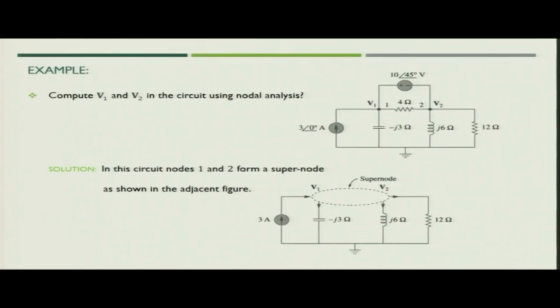Now, let us take another example where we are asked to find out the values of V 1 and V 2 in the circuit. So, we will again use the nodal analysis.